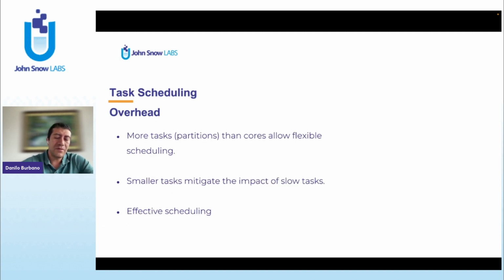So, how does having more partitions also help in task scheduling and overhead? Well, if you think about it, if you have exactly one task per core, any delays or uneven processing times can lead to cores being idle. More partitions, that is the same as saying more tasks than cores, means that Spark has more flexibility in scheduling tasks, which can lead to better overall utilization. Smaller tasks can be scheduled more effectively and can help mitigate the impact of stragglers. If a particular task is slow, it won't hold up the entire job as much as it would if there were fewer larger tasks.